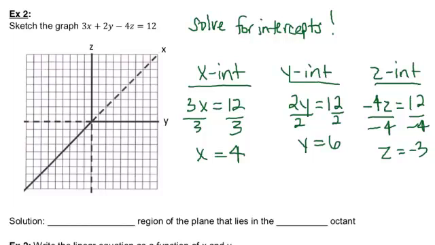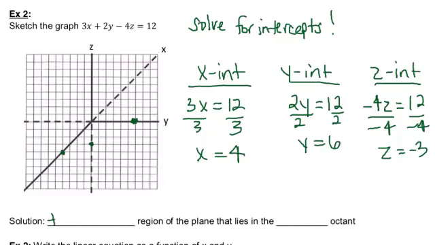So we're going to start on the x-axis. This is a positive 4, so it's coming towards us. So this is the point right here, positive 4. Y equals 6, so on the y-axis we're going to go over 6, and z is negative 3, so we're going to go down 3.